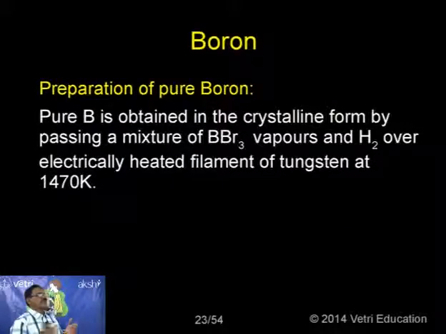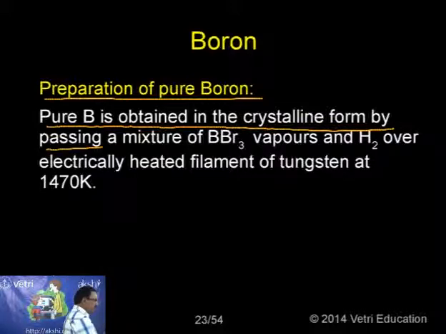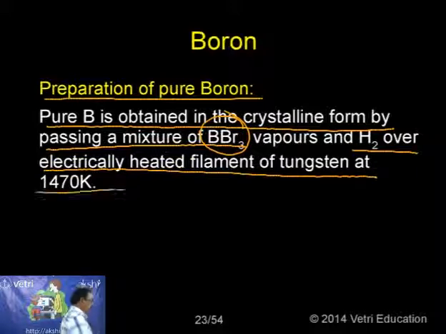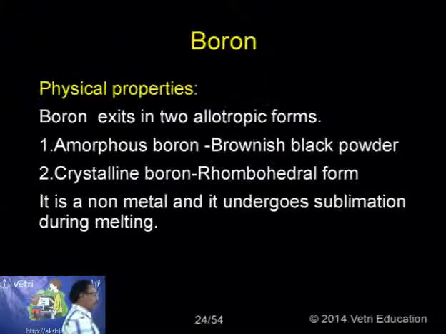So what is the method to prepare pure boron? That is a specific method that I will also discuss. Preparation of pure boron: pure boron is obtained in the crystalline form by passing a mixture of boron tribromide vapors and H2 over an electrically heated filament of tungsten at 1470 Kelvin. These vapors at 1470 Kelvin give very highly pure boron. This is the interesting information regarding the preparation of pure boron.